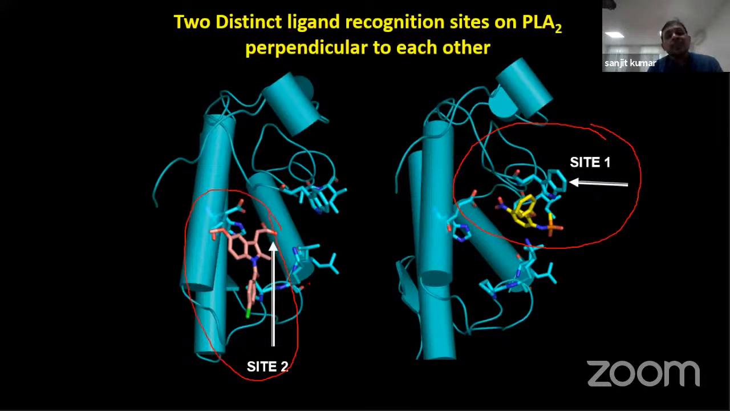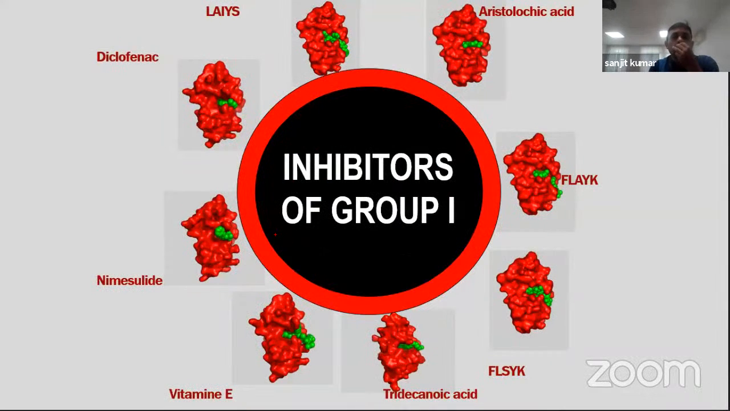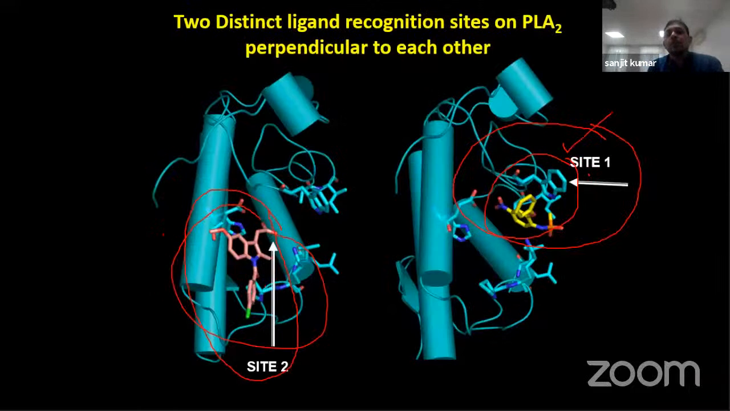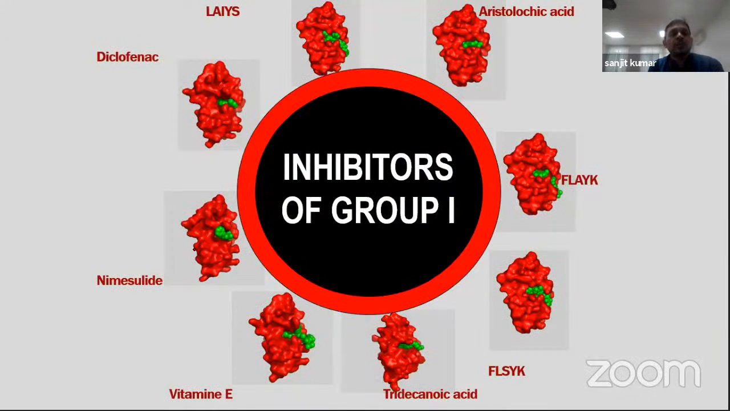So we thought, can we combine site 1 and site 2, and make some molecules that will bind to site 2 or site 1 also? Maybe a few molecules bind to site 1, we can take this one also and this one also, and we'll combine them, and maybe it will show more inhibition against phospholipase A2. So we have categorized these inhibitors as those who bind to group 1. Group 1 means those who bind to this site. Don't confuse with the competitive and non-competitive binding site. So this is site 1, this is site 2. So we said, okay, nimesulide binds to that site.